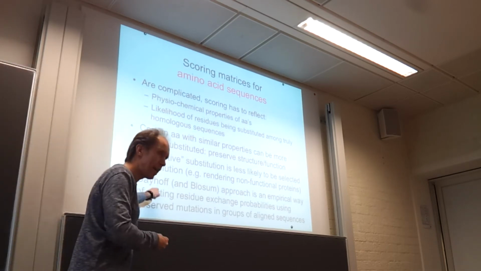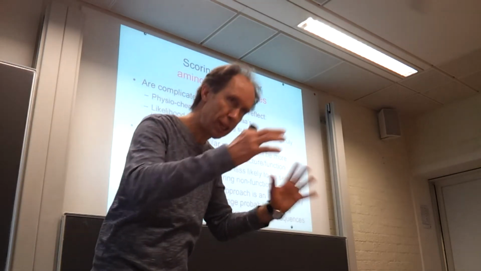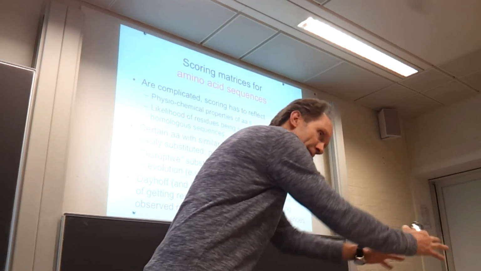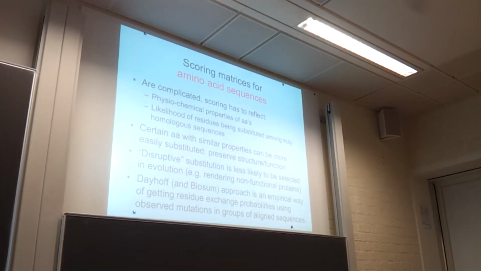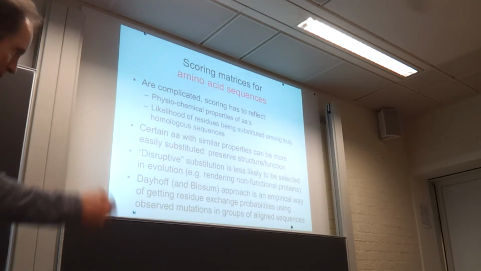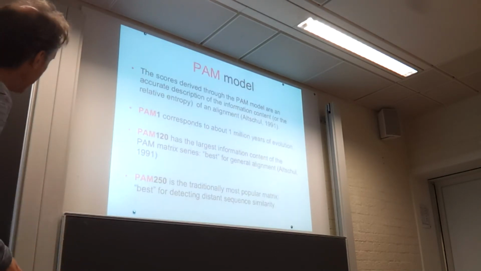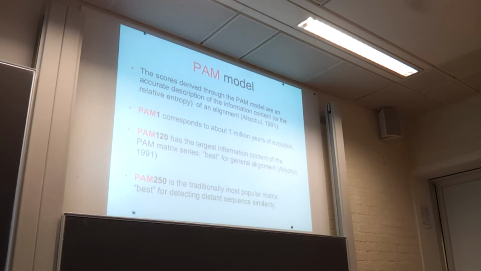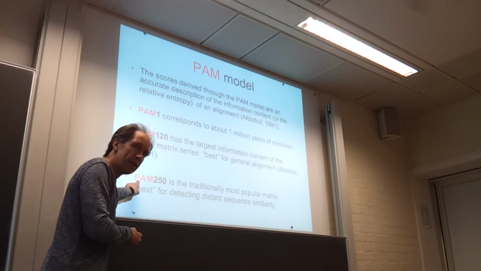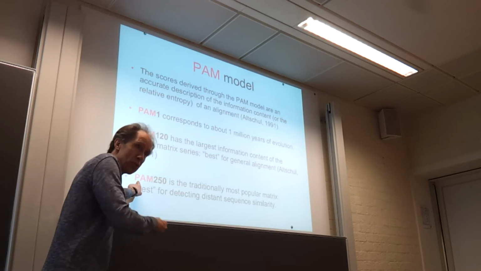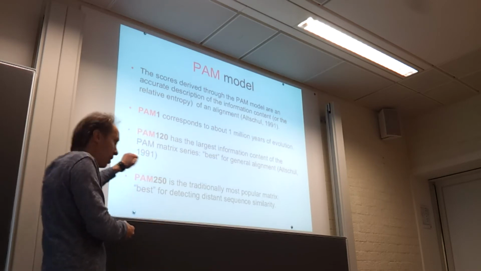This is just an entirely empirical approach. The numbers they have got are just from looking at the data set. There's no physics there. It's just what did I observe? A bit of massaging, and then you have something. Okay, so basically this is already what I told you. PAM1 is a million years. PAM120 therefore is another point. PAM250 is the most widely used matrix. For some reason, it's 2.5 expected mutations per position.